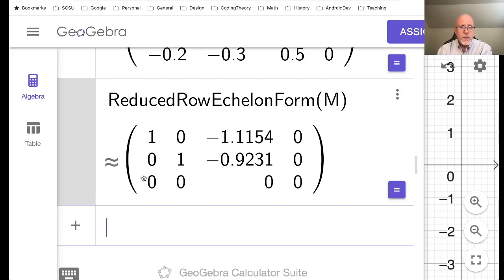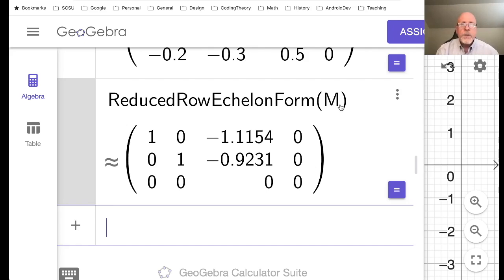But what does that tell us? That there are 2 pivot positions, and there's a column that represents a free variable. It is z that is a free variable. x and y can be expressed in terms of z. So for instance, this top row says x minus 1.11 times z equals 0. And you could just move it to the other side. You get that x is 1.11 times z. y is 0.923 times z, and z is free.